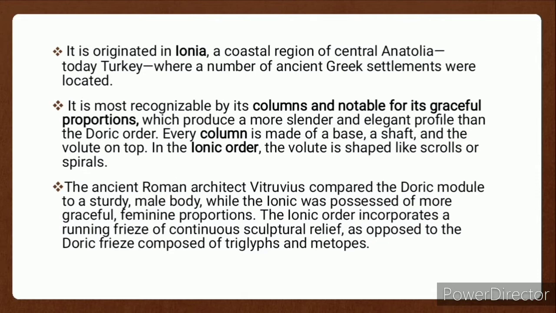Every column is made of a base, a shaft, and a volute on top. In the Ionic order, the volute is shaped like scrolls or spirals. The ancient Roman architect Vitruvius compared the Doric module to a sturdy male body, while the Ionic possessed more graceful feminine proportions. The Ionic order incorporates a running frieze of continuous sculptural relief as opposed to the Doric frieze composed of triglyphs and metopes.